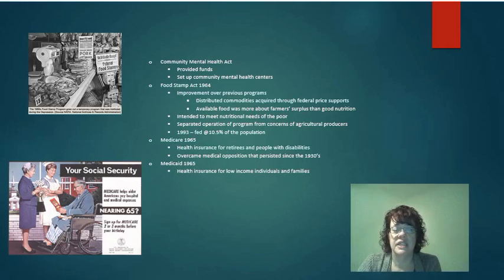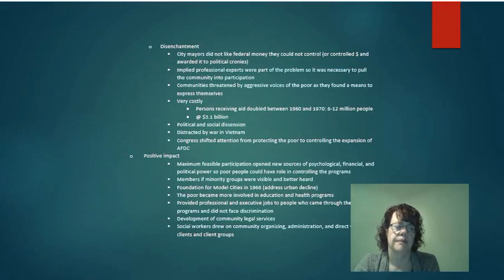Medicare in 1965 was health insurance for retirees and people with disabilities. It overcame medical opposition that persisted since the 1930s. Medicaid in 1965 is health insurance for low-income individuals, or in families, excuse me.